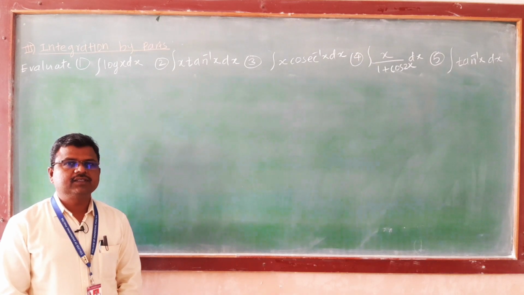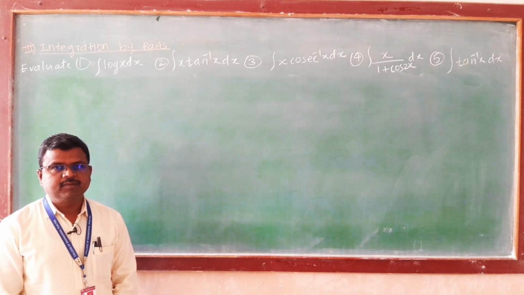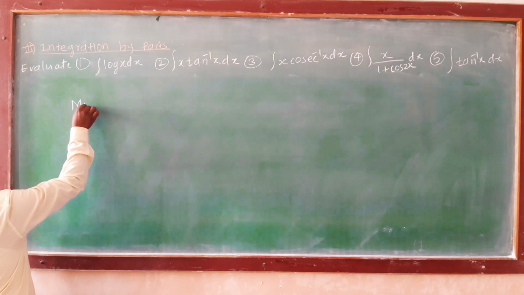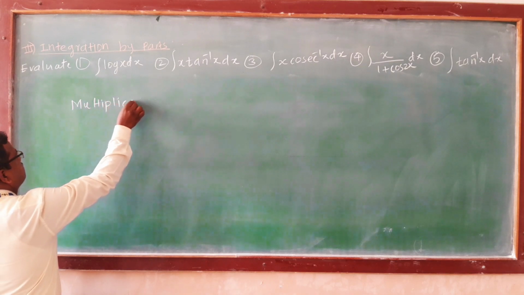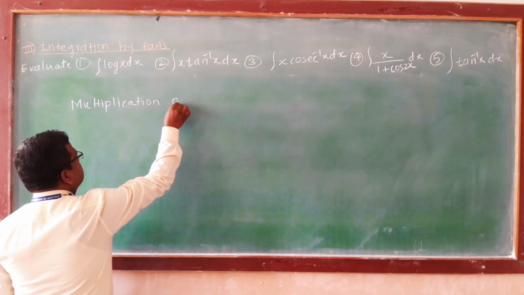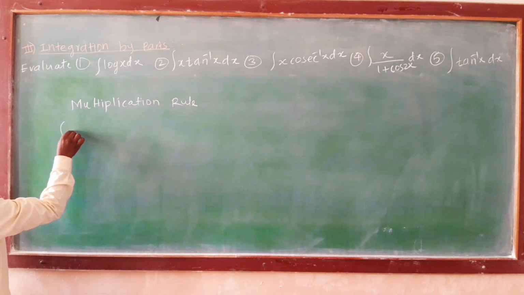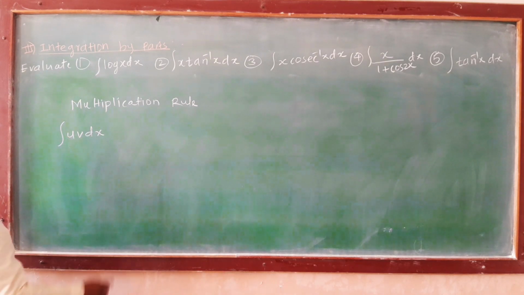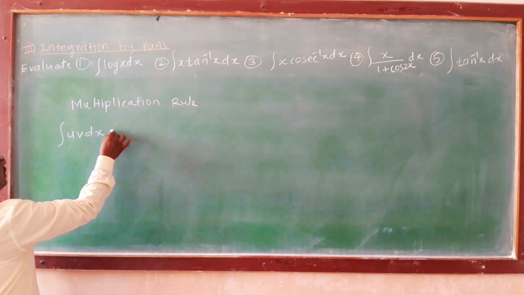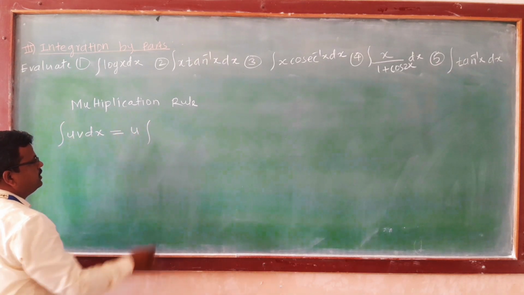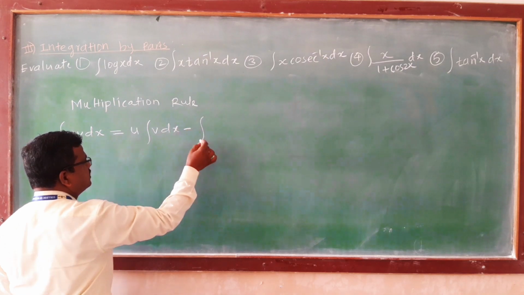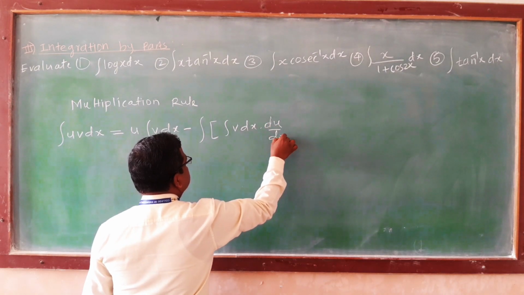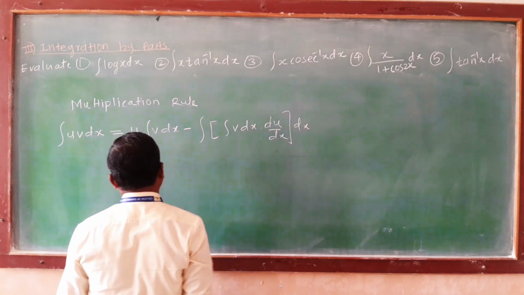That is, this is a multiplication rule of integration. Now say this, what is the multiplication rule? That is, to find the integration of u into v, the integration of this product: integration of the product u into v is equal to u integration of v dx minus integration of integration of v dx into du by dx with respect to x.